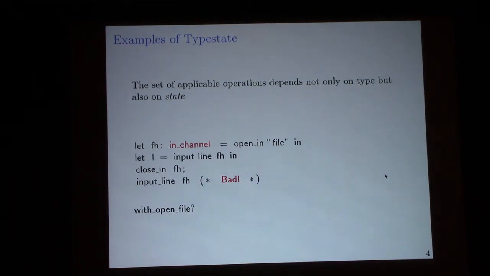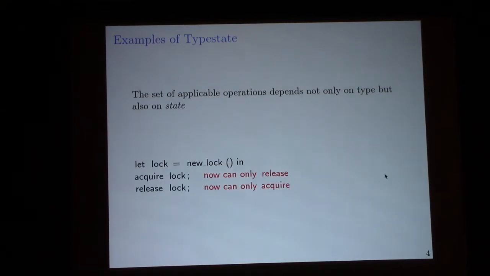But if you look carefully at that code, we know that input_line applies before we close the file, but doesn't apply after we close the file. So the set of operations depends not only on the type of the value, but also on the program state. And that's what type state is all about. Here's maybe a more familiar example with a client and a lock. The operation release is applicable only after the lock has been acquired, only in this program state.